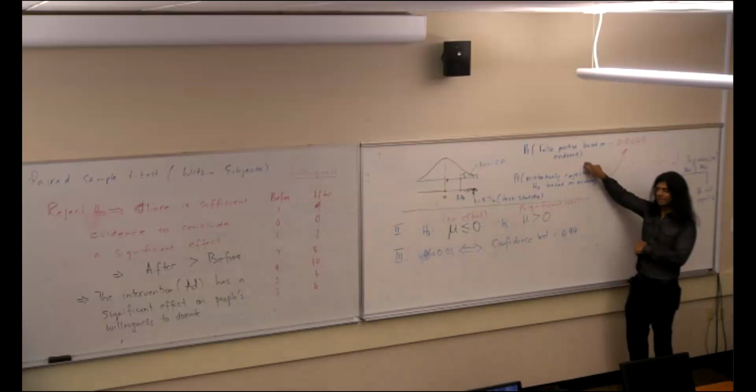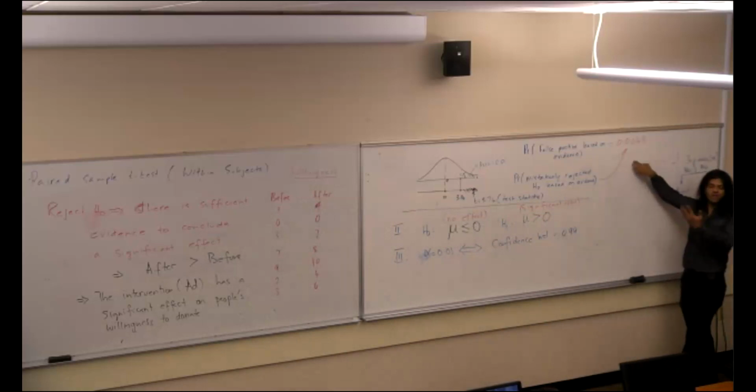The chances of a mistake are very small, so I can go ahead and comfortably reject the null. Good? Okay.